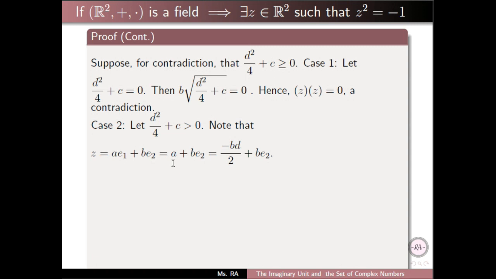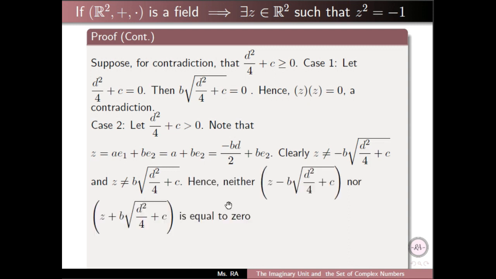Note that z is equal to this. So can you still remember how we come up with the value of a with the previous slide? Just substitute that to get this value. Note that z is not equal to this, and z is also not equal to this.